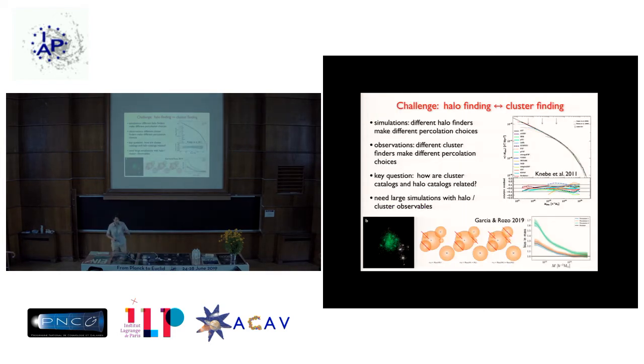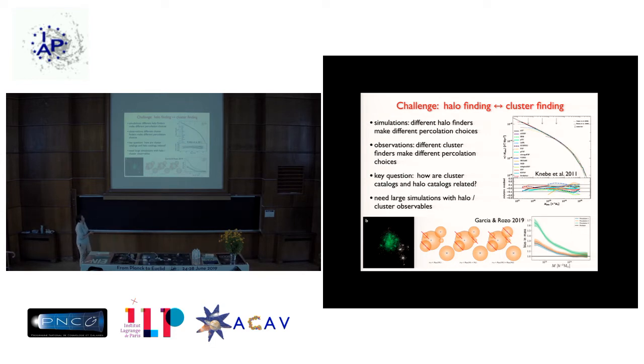Next challenge, wait a minute, I'm talking about cluster finding. However, in the simulations, we're finding halos. In the future, we're going to have to be more careful, because these things are not necessarily the same. Even in the simulations, if we run different halo finders, we get slightly different halo mass functions. This already adds an uncertainty of a few percent on the predictions of the halo mass function.